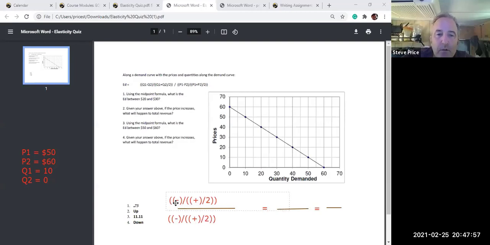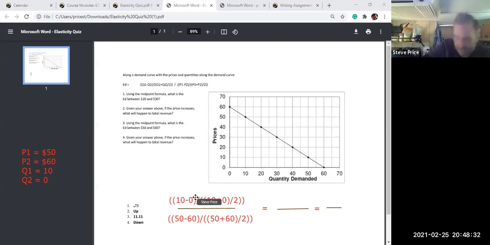And so here, note we're going to put Q1 minus Q2, so 10 minus 0, and then 10 plus 0. And then down in the denominator, again, we're looking at price in the denominator. So price would be 50 minus 60, and 50 plus 60. I'm just saying the things that I'm plugging in here. Of course, there's the rest of the order of operations to complete there.